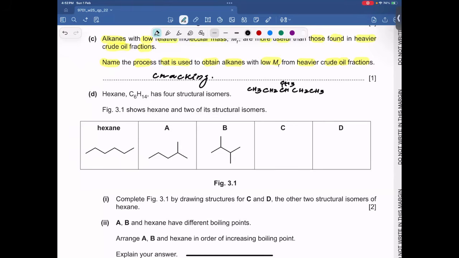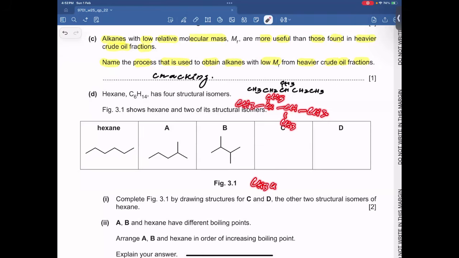We can write this one: CH3, CH, CH3, and there's CH3, and we have another one which is CH3, CH, CH3, and then CH2, then CH2, and then CH3. We can write this one also: CH3, C, CH3, CH3. This is going to be CH2, 1, 2, 3, 4, 5, and this one is 6.